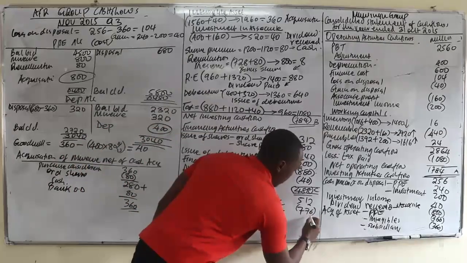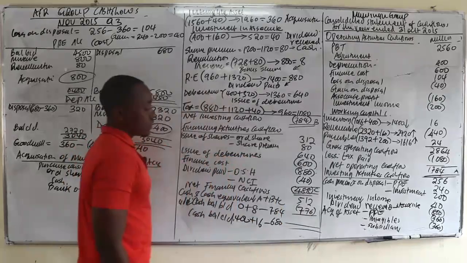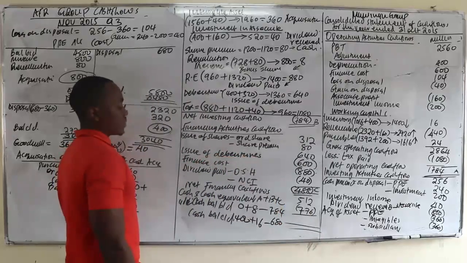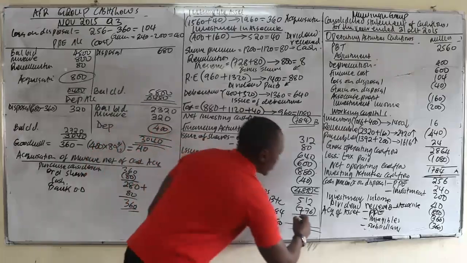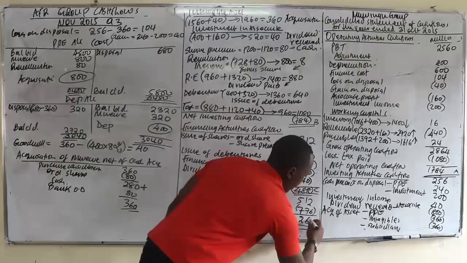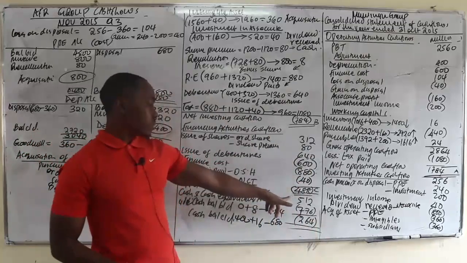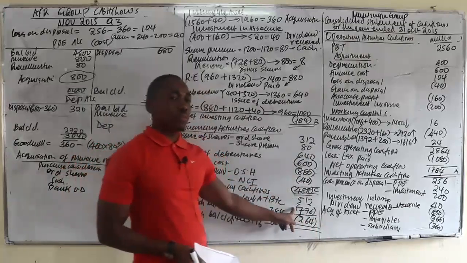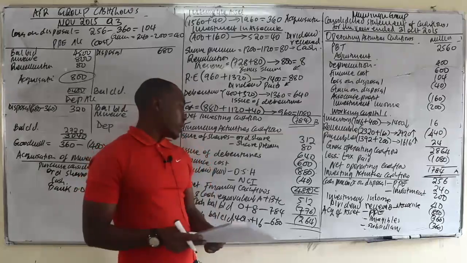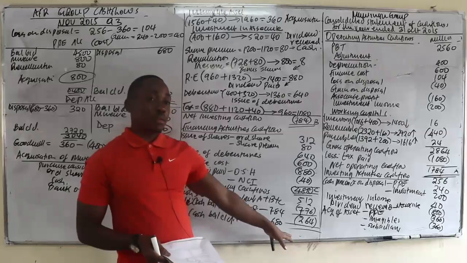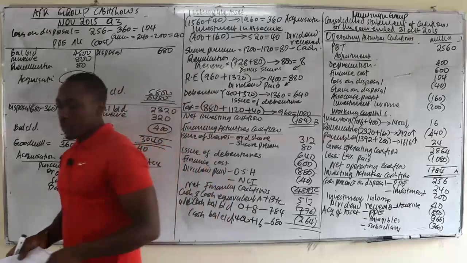Negative. 416 minus 680. 264. 264 negative, eh? Can you take 512? You minus 776. There's a remaining balance of how much? Is it 264, eh? Yeah, it should balance. Good. So we can take a screenshot of that.